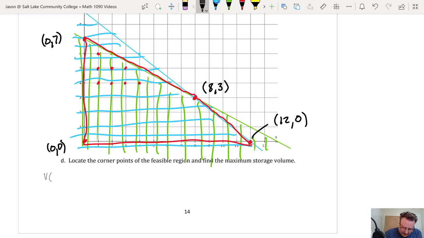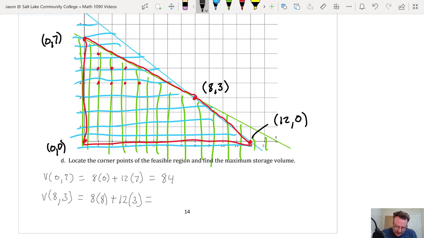So let's plug in. Obviously we're trying to maximize, so I'm not even going to plug in the origin. The volume at 0, 7 will be 8 times 0 plus 12 times 7. This is 12 times 7, which is 84. So 84 cubic feet of volume if we buy 7 type Y cabinets. What if we buy a mixture? What if we buy 8 type X cabinets and 3 type Ys? Well, we're going to have 8 times 8 plus 12 times 3. 64 plus 36, that's 100.